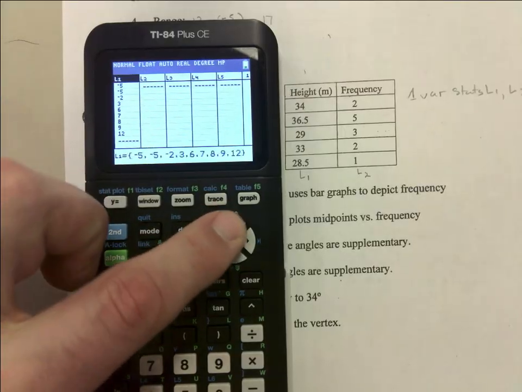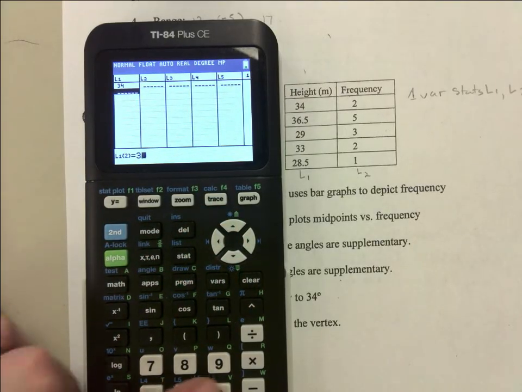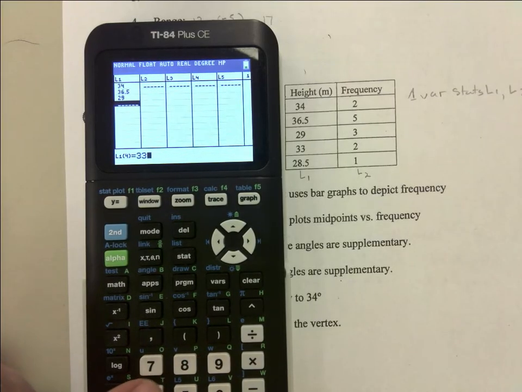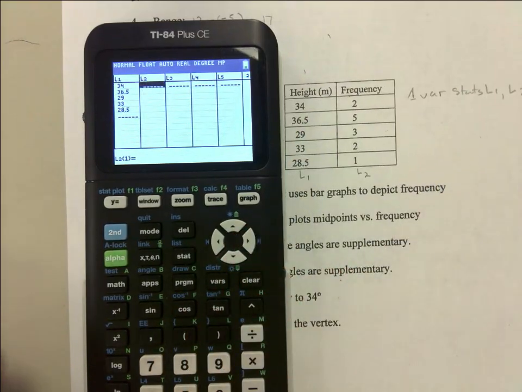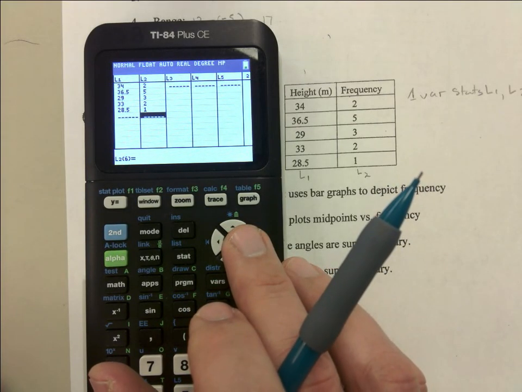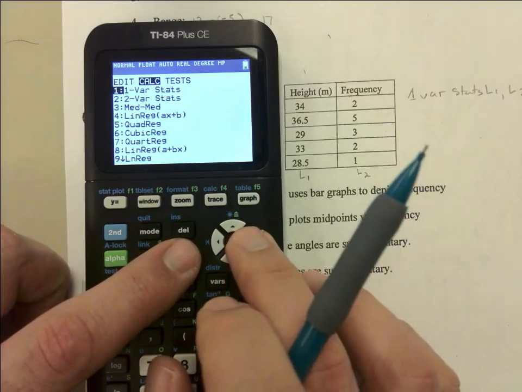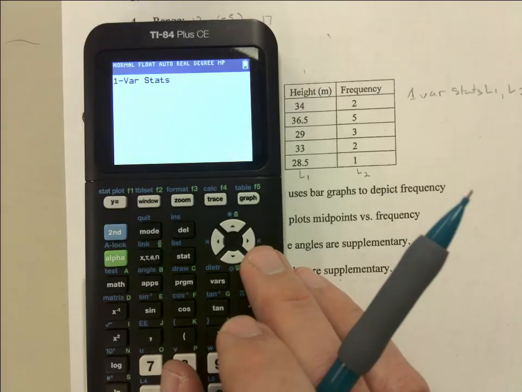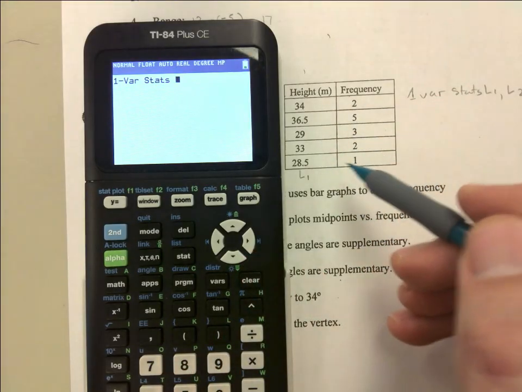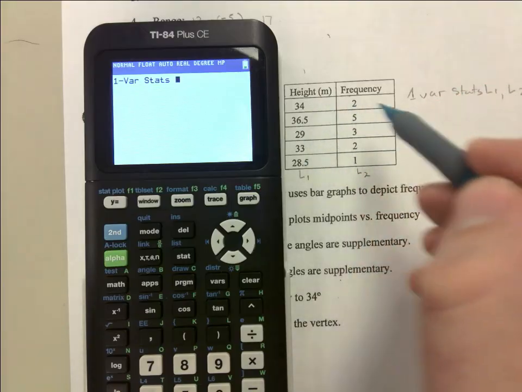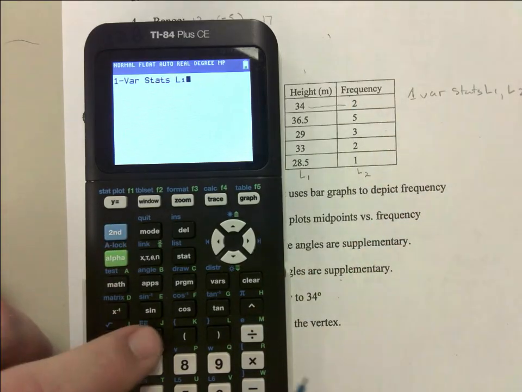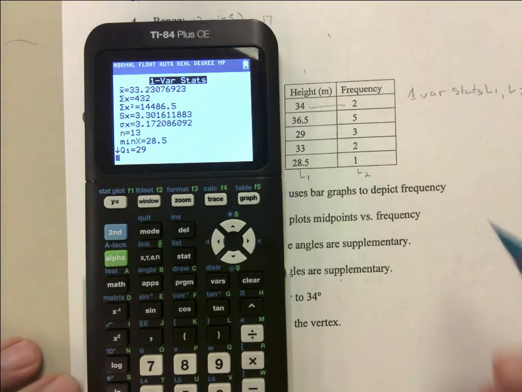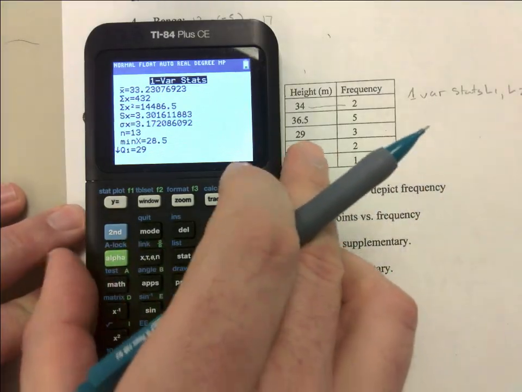So I'm going to go and clear that. 34, 36.5, 29, 33, 28.5. And that's 2, 5, 3, 2, 1. Okay, so we go stat, calc, one variable statistics. Do not sort any of your L1s because then you're going to mess up the pairing. Okay, this one needs to be paired up with that one. So we go 1, 2, enter, and here are my results.